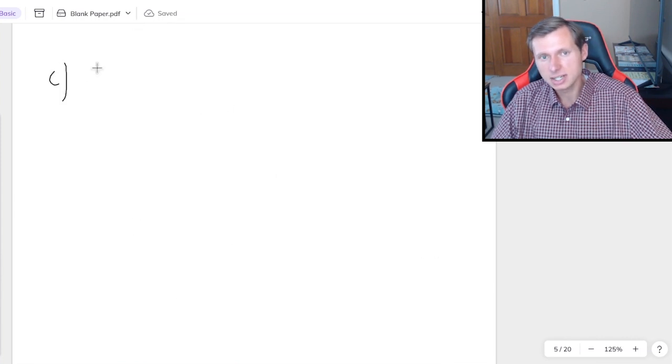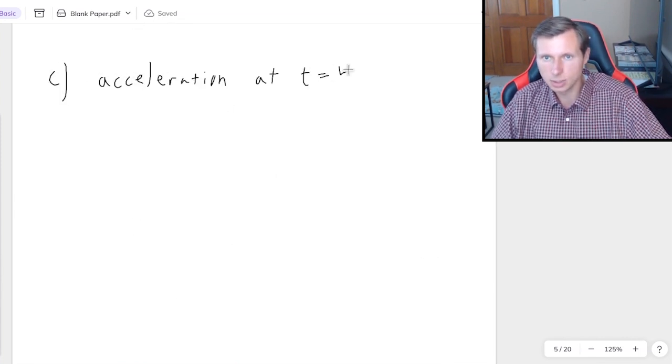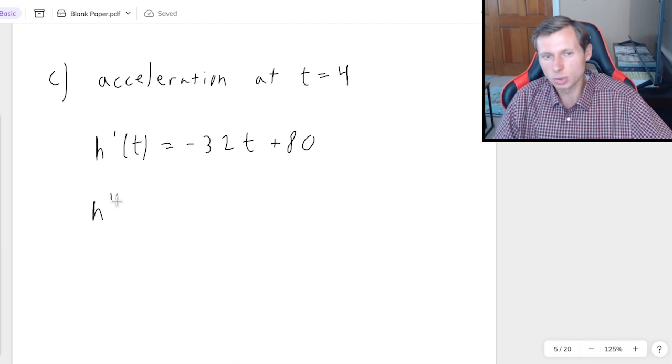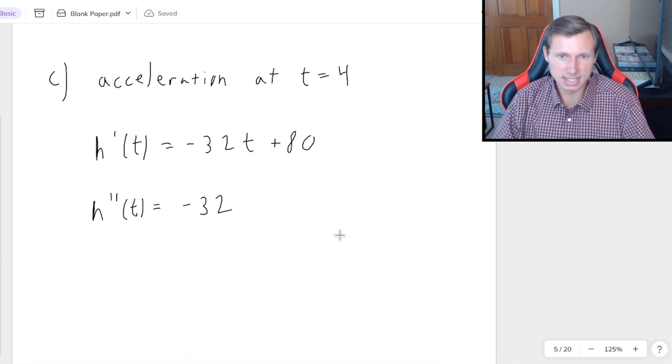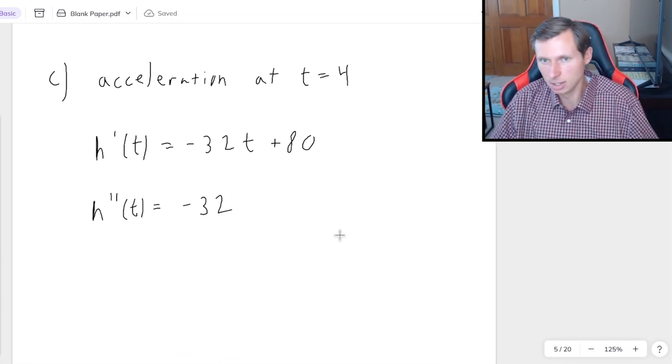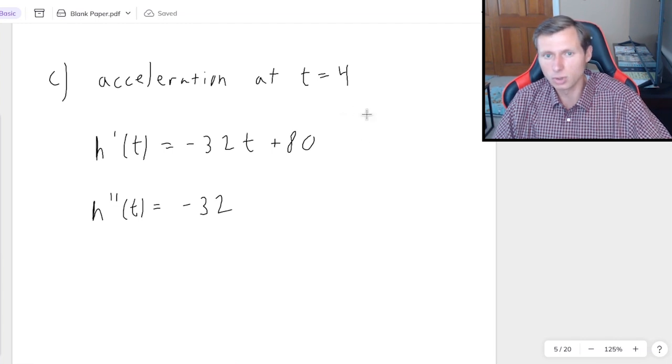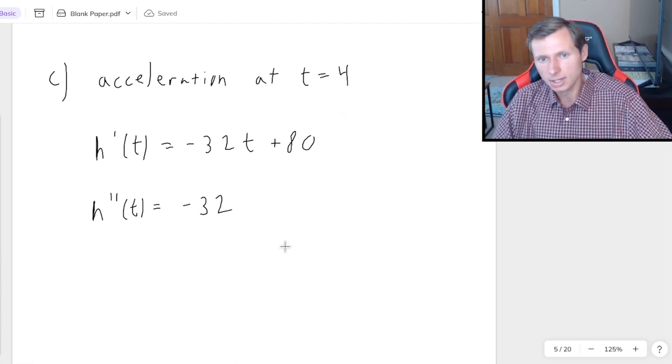Next we have C, where we wanted to find the acceleration at t equals 4 seconds. To do this, we need the acceleration, which means we're going to need the second derivative now. The second derivative of this is pretty easy. It's just going to be -32, and that's it. There's not even a t in there, which then begs the question, when I want the acceleration at t equals 4, where am I going to plug in the 4? And the answer is you don't plug in 4 anywhere. The answer is just -32.